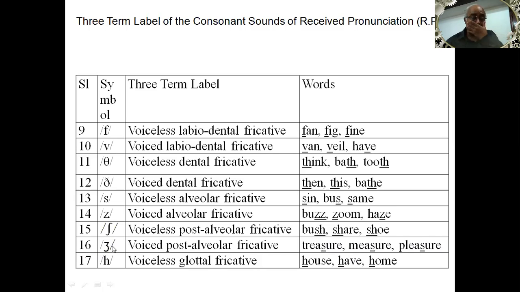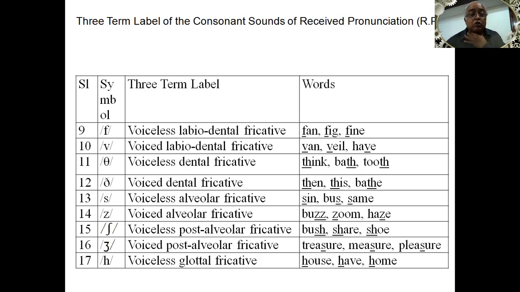So we'll have just one more today. Ha is a voiceless glottal fricative. Voiceless because the vocal cords are held loosely together, separately. When the air passes through, there is no vibration involved.